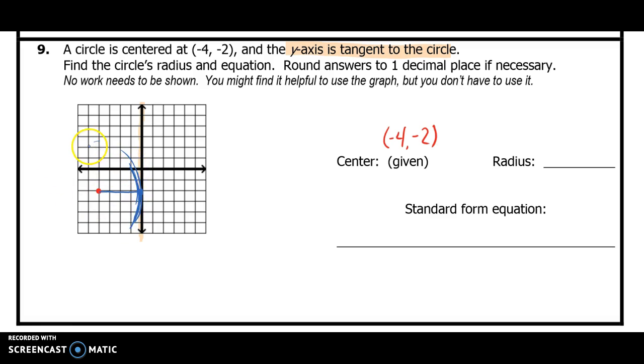I don't know exactly what that circle looks like, but at this point I have everything that I need from it. The center was given to me, and now by looking, it takes me 4 spaces before I can hit that y-axis. So I know my radius is 4.